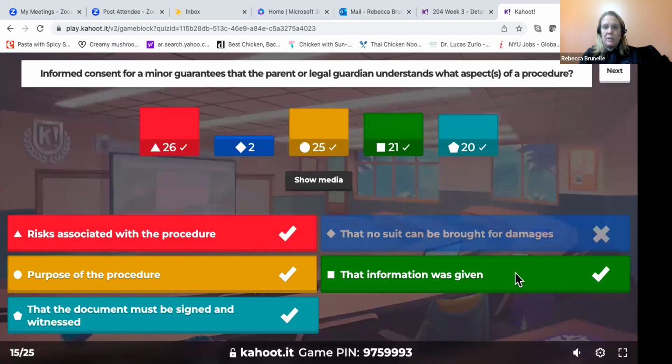Right, so most of you got this right. Even though they sign an informed consent, if something went wrong, they would still sue. So it's not true that signing the informed consent means that they can't bring a suit for damages. So good job.